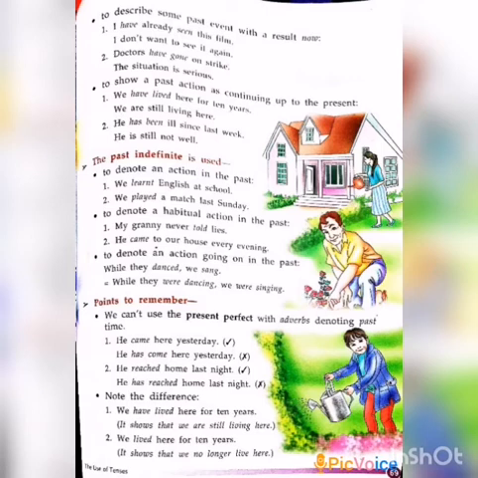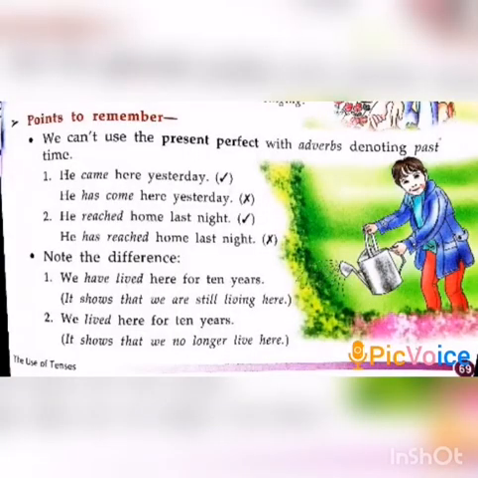Next one, points to remember. We can't use the present perfect with adverbs denoting past time. See the example. He came here yesterday. He has come here yesterday. So he has come is wrong; it should be he came yesterday. Page number 69, points to remember. For example, he came here yesterday is the correct one. He has come here yesterday is the wrong one. He reached home last night is the correct one. He has reached home last night is the wrong one. So it is not a correct tense form.